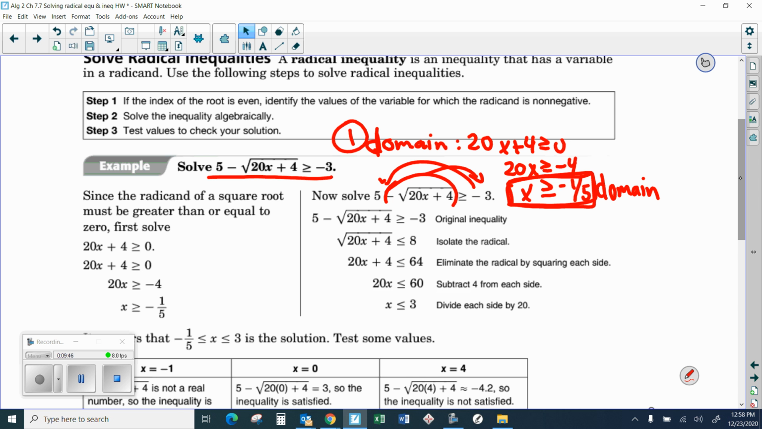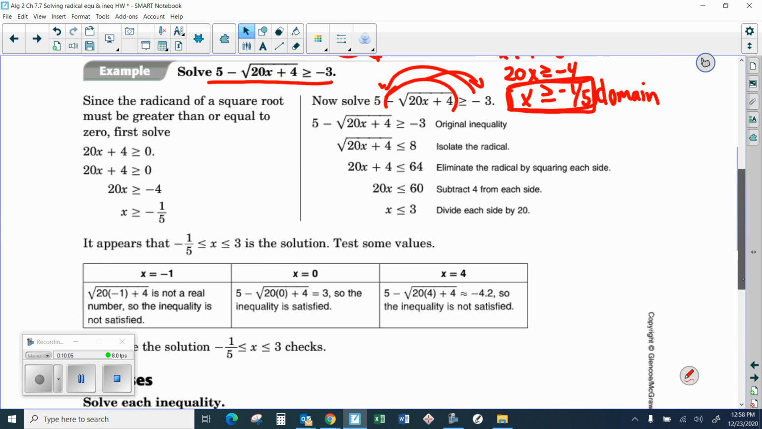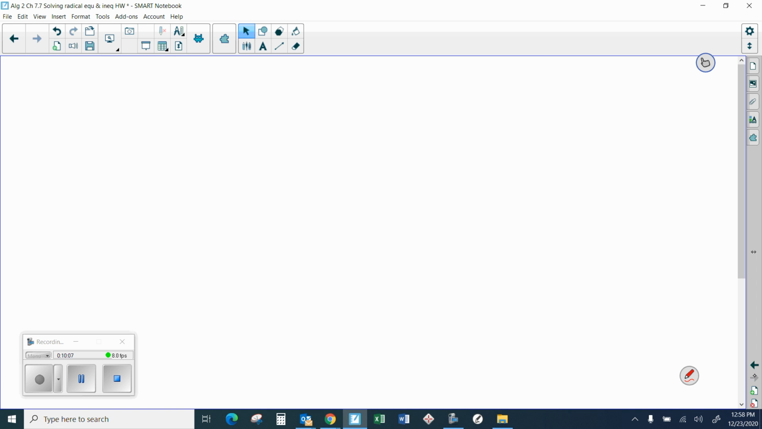So this right here is saying find domain. That's what that's saying. Find domain first. That's what that step 1 is saying. Then solve it, as we just did, then test the values. Okay, so that is this side, and that ends it.